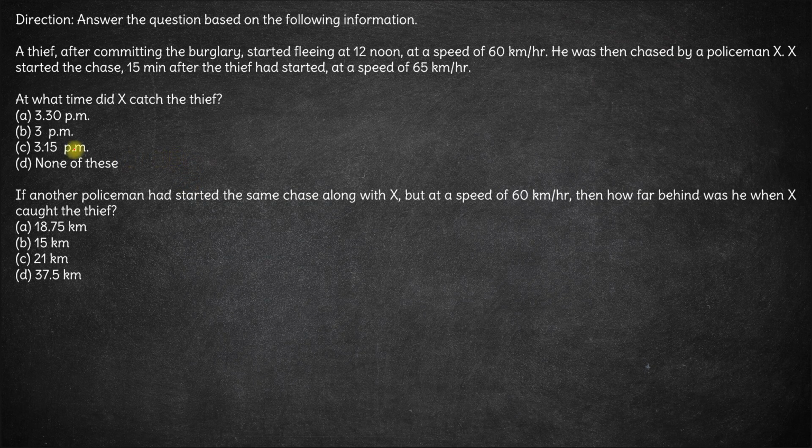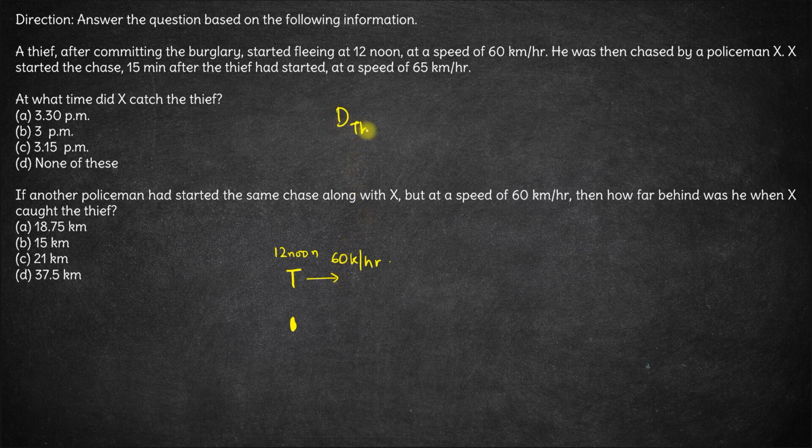Hi. In this question, we have a thief who, after committing a burglary, started fleeing at 12 noon at a speed of 60 kilometers per hour. So, this is the place, let's say. The thief at 12 noon started running at 60 kilometers per hour. He was then chased by a policeman X. X started the chase 15 minutes after the thief had started. So, for the first 15 minutes, only the thief ran.